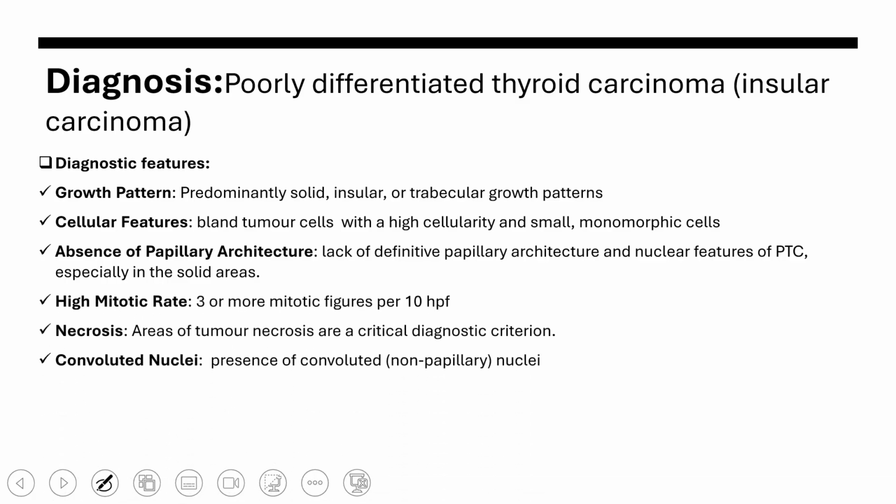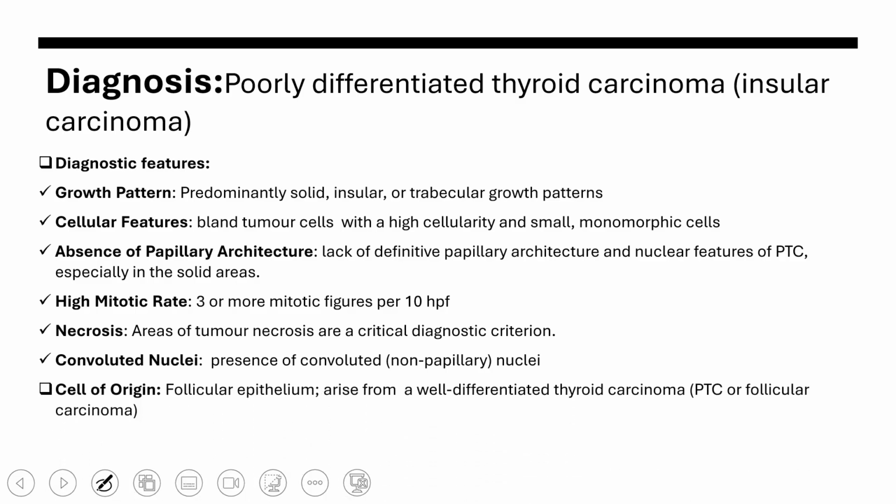And the convoluted nuclei, which are non-papillary nuclei. In papillary thyroid carcinoma, we had seen Orphan Annie eye-like nuclei or ground glass-like appearance of the nuclei, and nuclear pseudo inclusions were also appreciated. Such features are not seen here because it has gone through poorly differentiated change. Though it originated from papillary thyroid carcinoma, it is a very malignant condition where papillary-like features are not seen. Also, it can develop from follicular carcinoma.